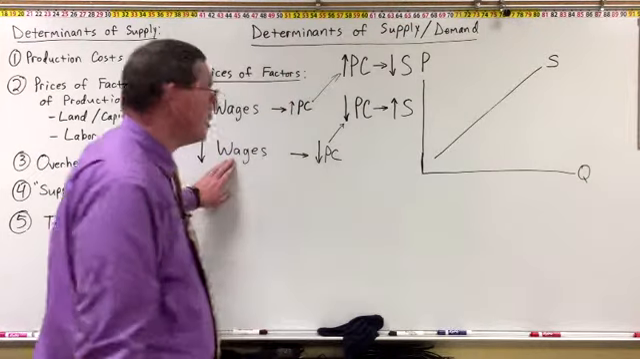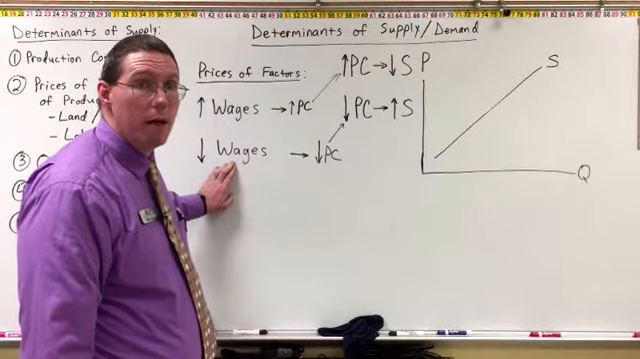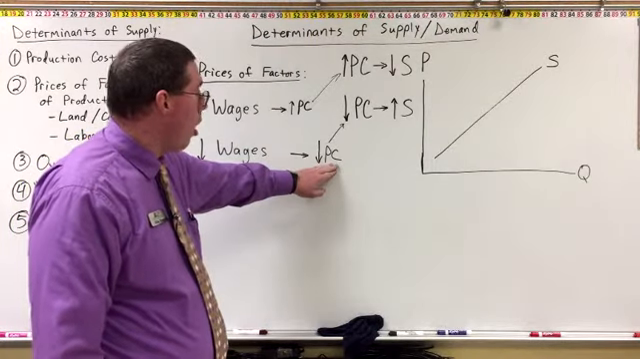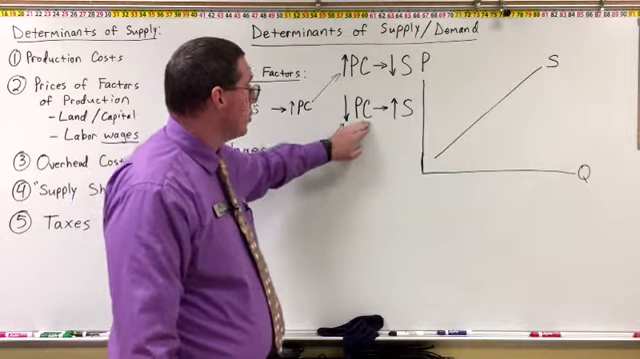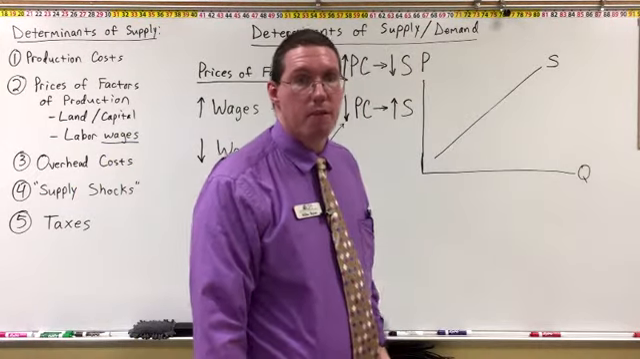On the other hand, if wages go down, if employers can pay less money out to the employees, that means that they're paying less money in costs. And a decrease in production costs is going to lead to an increase in supply. That's a rightward shift of the supply curve.